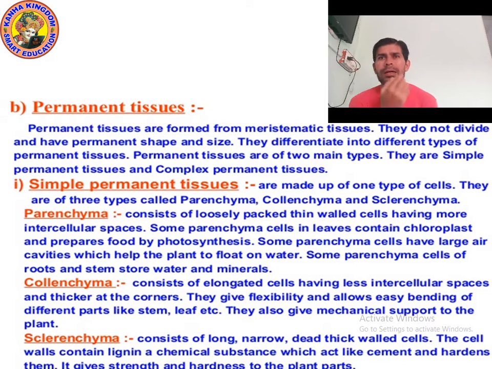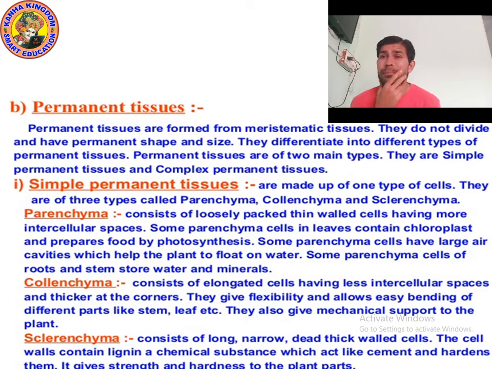Some parenchyma cells have large air cavities, which help the plant to float on water. So we can say that parenchyma cells are present mostly in aquatic plants also. That's why these parenchyma cells have large air cavities which help the plant to float.